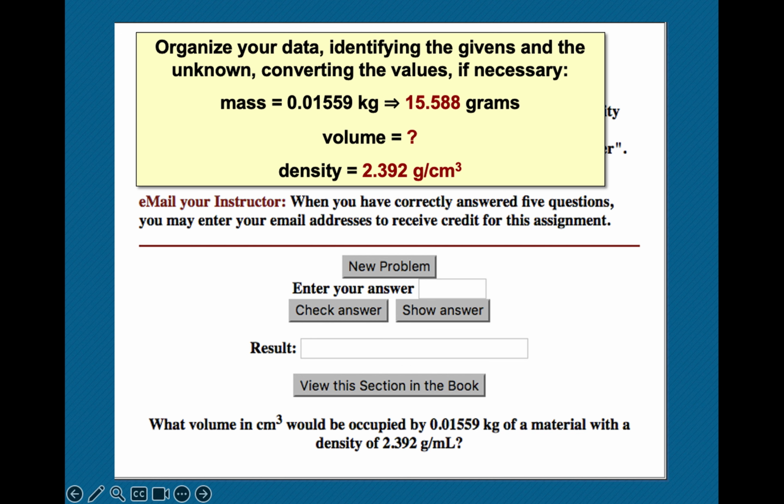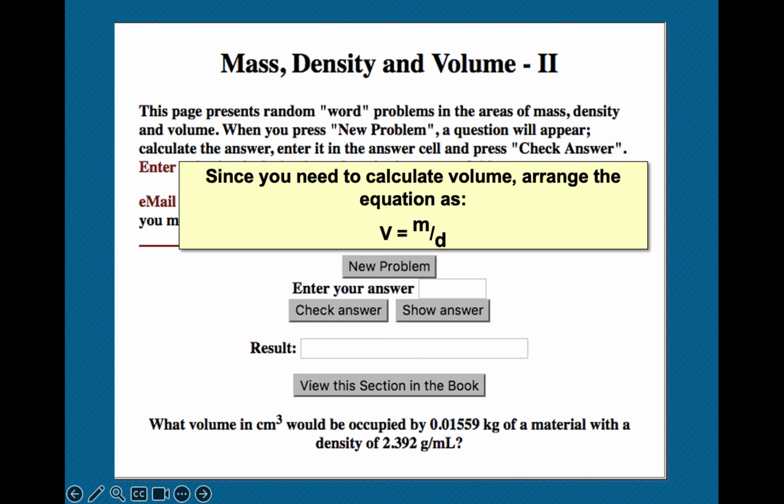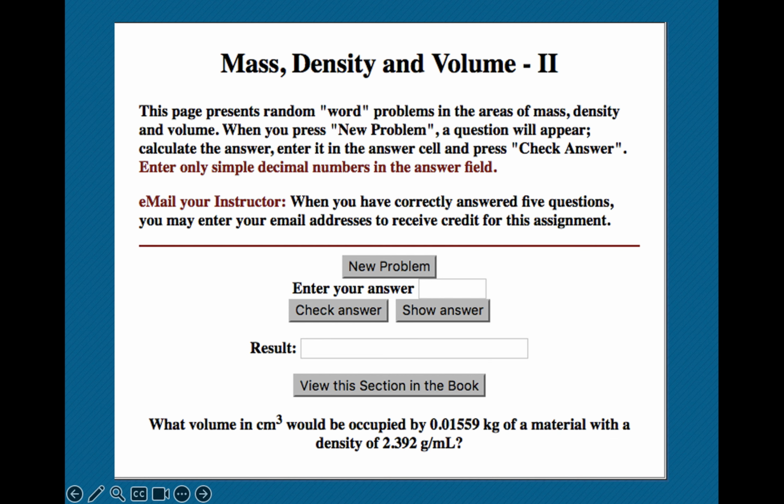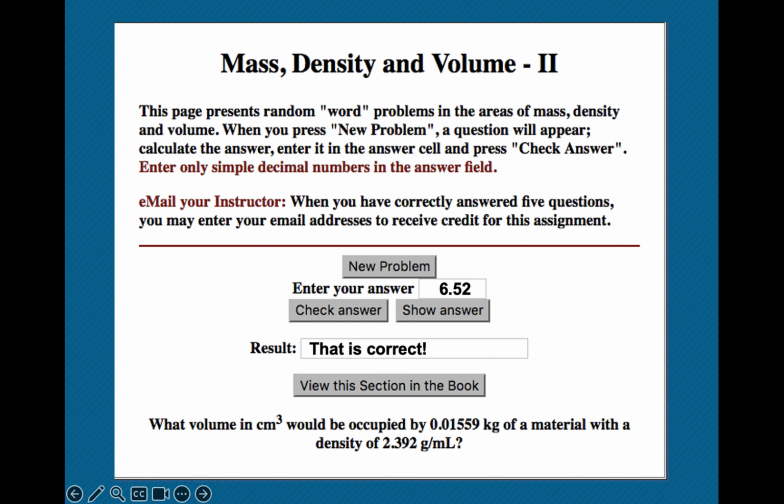So we're looking for volume. It's simply mass divided by density. Plug in the mass, plug in the density. We get 6.5 cubic centimeters. Let's do another one.